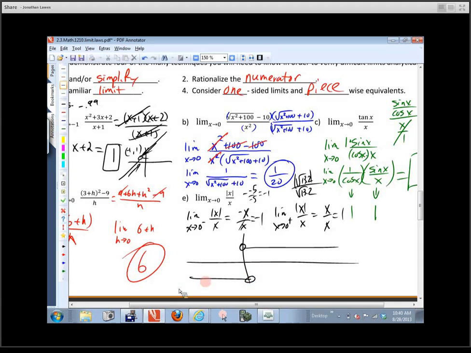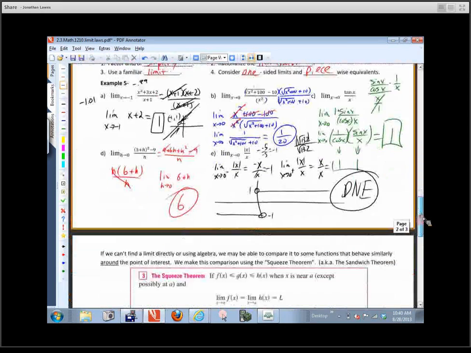So I find the limit from the left is negative 1. I find the limit from the right is positive 1. Since I've checked the two sides and they don't agree, we'd say this one does not exist. It has both sides. It has a left limit and a right limit, but because they don't agree, it doesn't have a two-sided limit. Any questions?